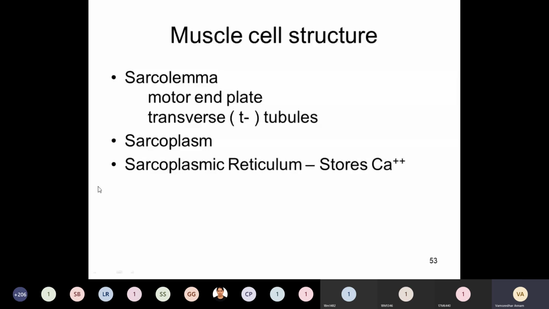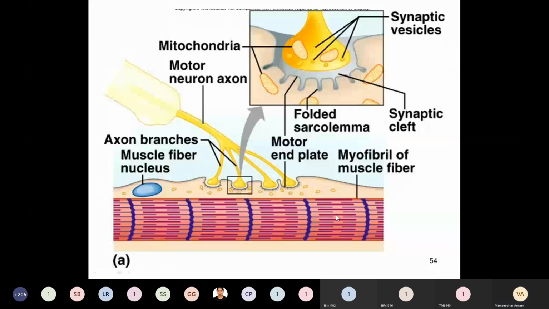As all of you know, the muscle cell has sarcoplasm, sarcolemma, and sarcoplasmic reticulum, which mainly stores calcium. So here you can see this is the muscle fiber, and here you can see the axon, and that is the muscle fiber nucleus. These are the axons, and this is the junction, which is more important, wherein the synaptic cleft is present. Synaptic vesicles are present in the axon end, and here you are seeing plenty of mitochondria on both sides. This is the folded sarcolemma.